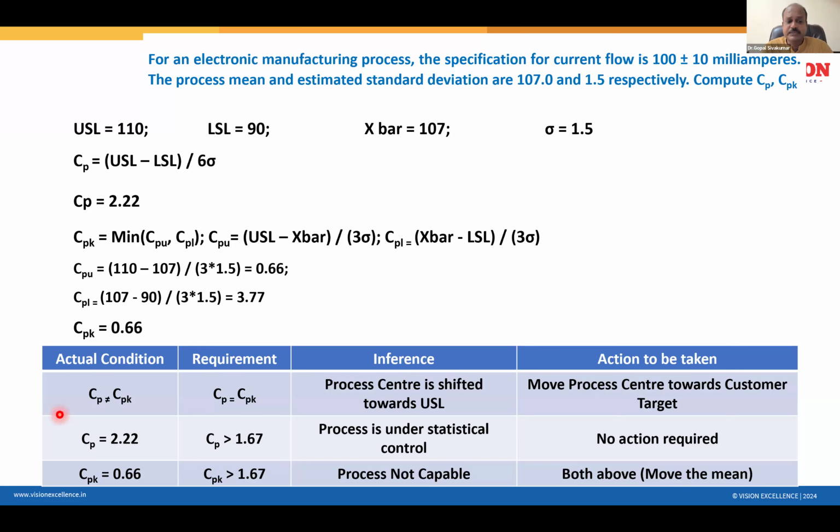Very good. So in this situation, CP and CPK are different, so the inference is the process is shifted, that too towards the upper side. What is the action to be taken? Your process must be pulled leftwards. Move the process center towards the customer target. And CP equal to 2.22 means the process is under statistical control, no action required, you don't have to worry about variation. But CPK equal to 0.66, process not capable.